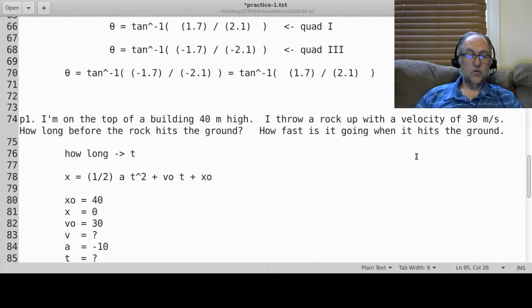How fast is it going when it hits the ground? Try to solve that on your own. If you're having difficulties figuring out what to use to get that, you can always catch me during a Google chat. Or for quick questions, email is good too. You can certainly email me, and I usually answer pretty quickly. So try that one on your own.